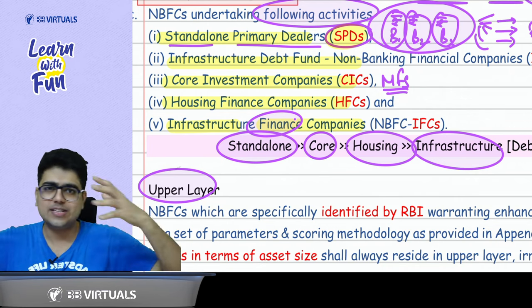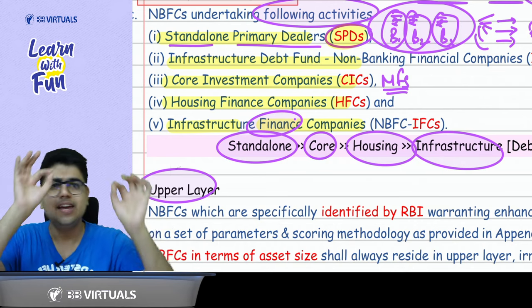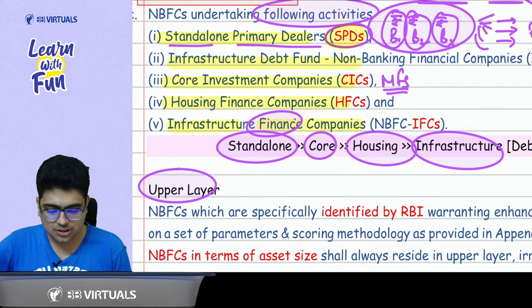You stand alone. So that is standalone primary dealer. What are you going to build? Housing and infrastructure. Housing finance company. Infrastructure finance company. What is the indirect way of doing that? Infrastructure debt fund.